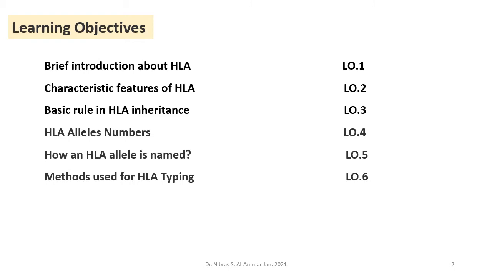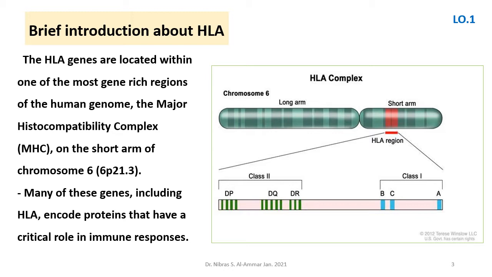Let us take a brief introduction about human leukocyte antigens. The human leukocyte antigen genes are located within one of the most gene-rich regions of the human genome, which is called the major histocompatibility complex, MHC, on the short arm of chromosome 6, 6p21.3. Many of these genes, including human leukocyte antigen, encode proteins that have a critical role in immune responses.